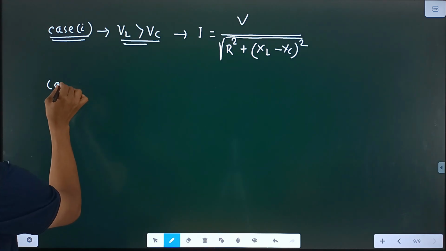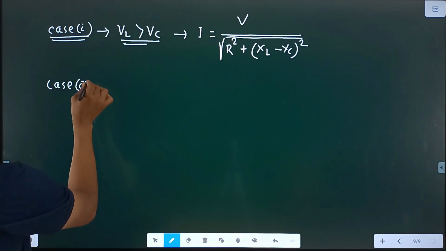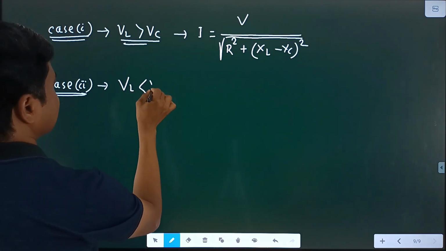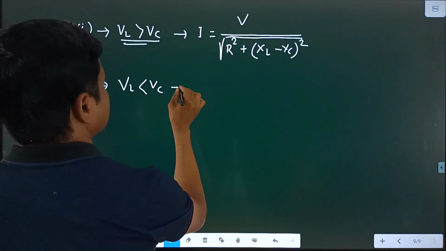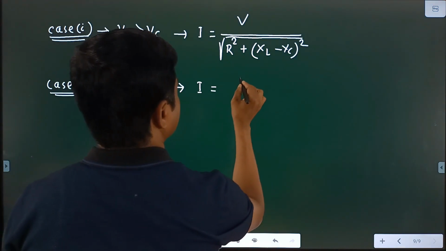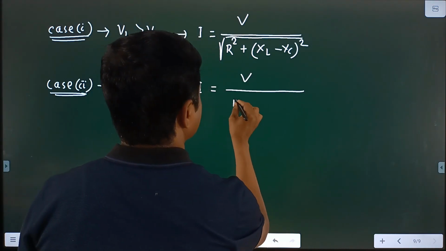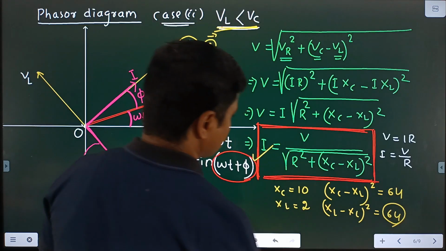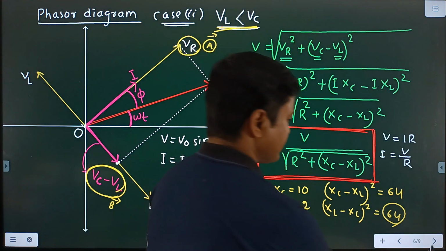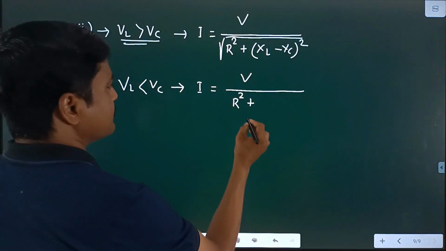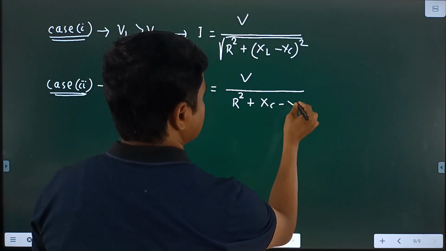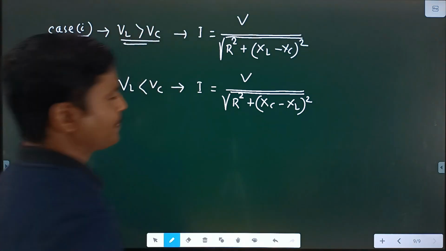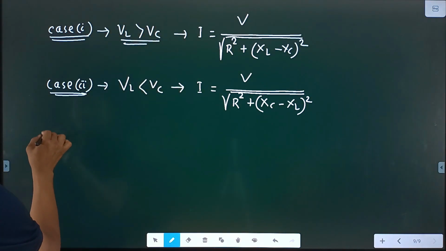Similarly for the second case, that is VL is less than VC. For this, you know the expression of current, that is I is equal to V divided by the square root of R square plus XC minus XL, the whole square. Clear?